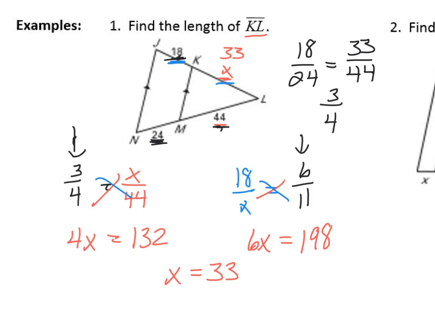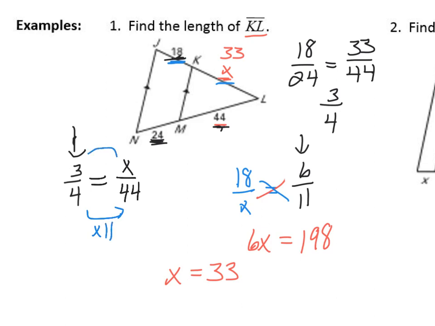Alright, so just to show you real quick, that's another shortcut you can use. Down here, when I had 3 over 4 equals x over 44, I can see that to get to this second ratio, I multiplied by 11. So to get to the other part of this ratio, I can take that 3, multiply it by 11, and I'll get x equals 33. So that's another shortcut I can use for these proportions.